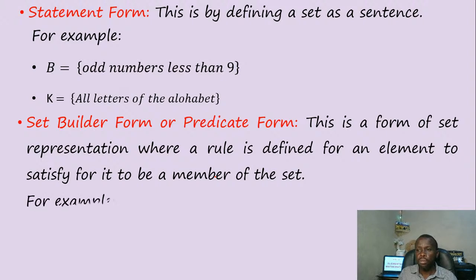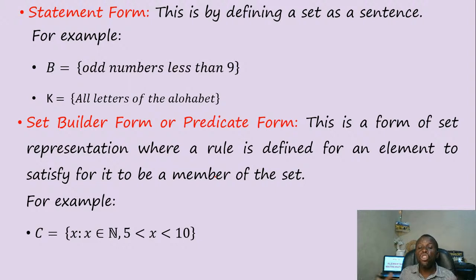Now, for example, you have C equals this. In this case, you can see that it's neither a statement nor in a tabular form. So you have to do a little bit of calculation to get your elements out. Like the statement form, the odd numbers less than 9. You know all the odd numbers less than 9: 1, 3, 5, 7. Since they say less than 9, you can't pick 9, right? But for the set builder, it's totally different. We say x is a member of the natural numbers, 5 less than x, x less than 10.